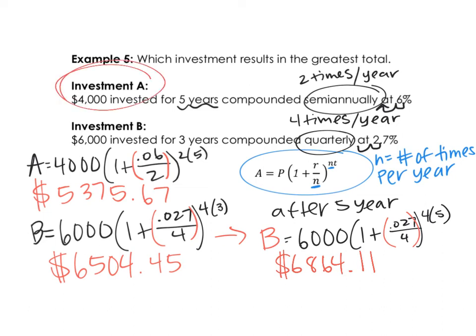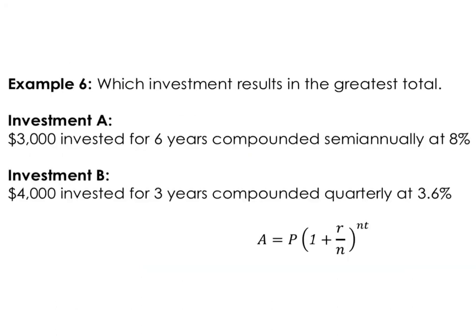So I would say that investment A is the winner. It makes you more money over time. Okay, let's look at another example. Okay, I want you to change a couple of things on this just to switch it up. I want you to switch this to monthly, and I want you to switch this one to daily.